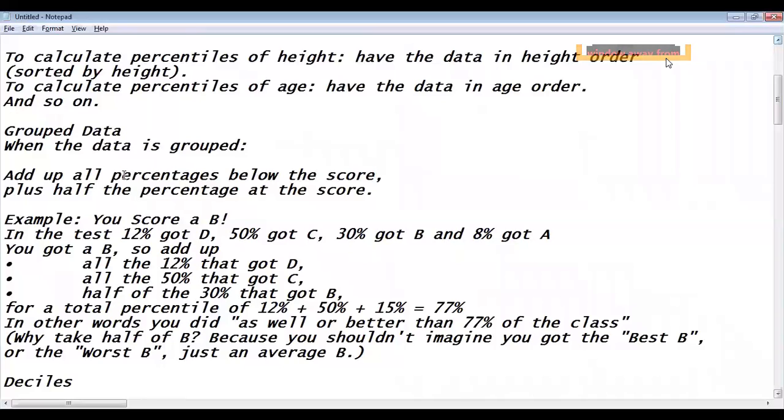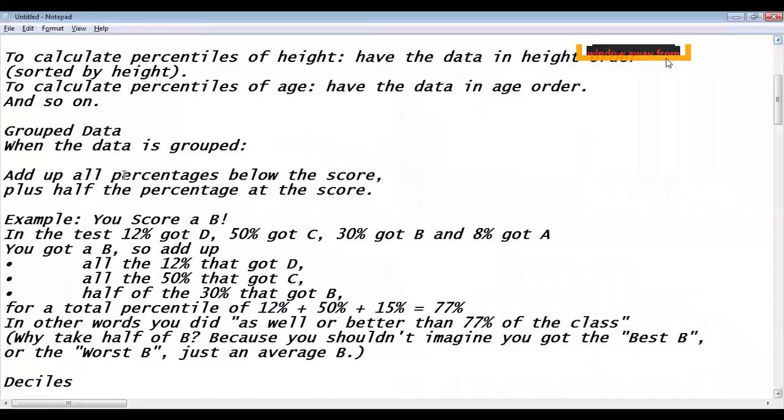So this is very important, correct? So you can see the statement in bracket. Why take half of B? Because we don't know whether you are the top scorer in B or you are the worst scorer in B. So we take the average of that. That is 15%. 30% half is 15%. So we just take an average of B.